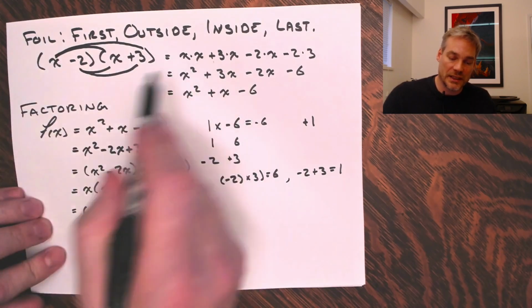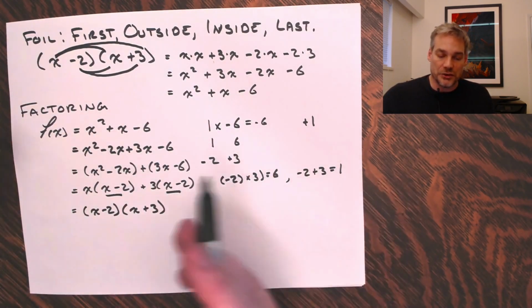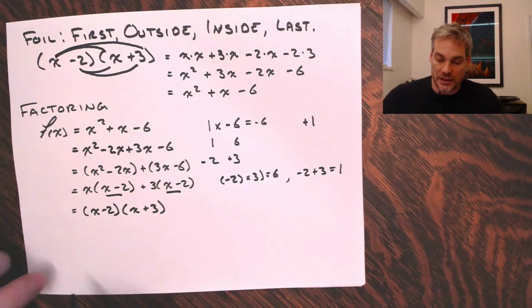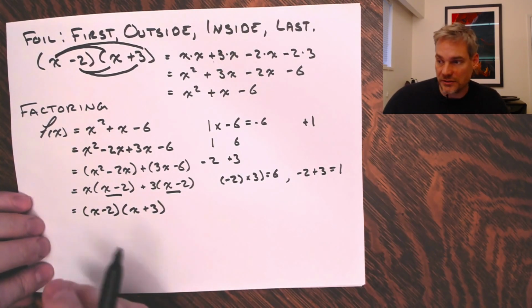So foiling is essentially undoing factoring, and we'll be going back and forth. You'll need to factor and FOIL a lot.